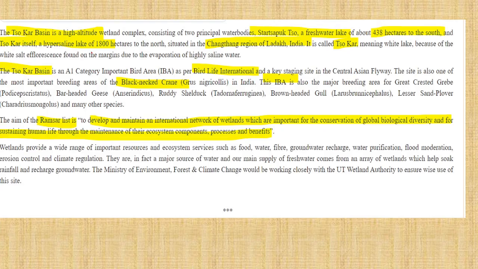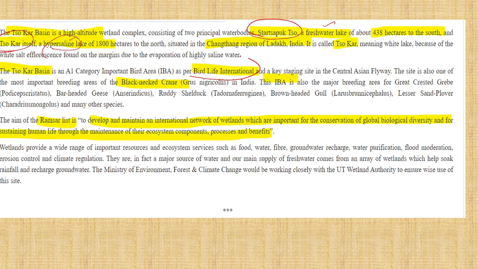But see, this is the thing. The Sokar lake has two lakes joining them. This you have to know, two lakes joining them. One is a freshwater lake, one is a saline lake. See, these kinds of details, if you know them, it is well and good.